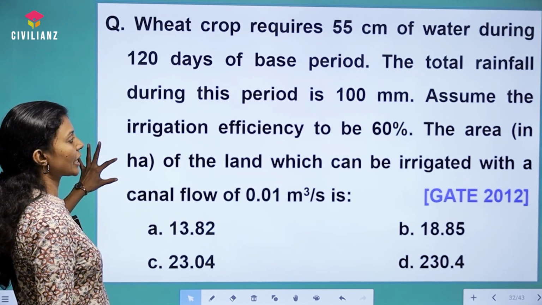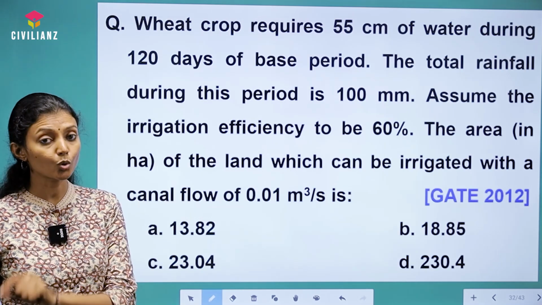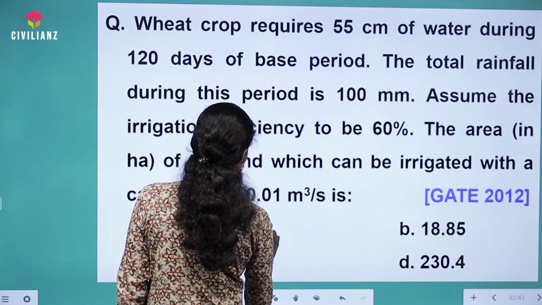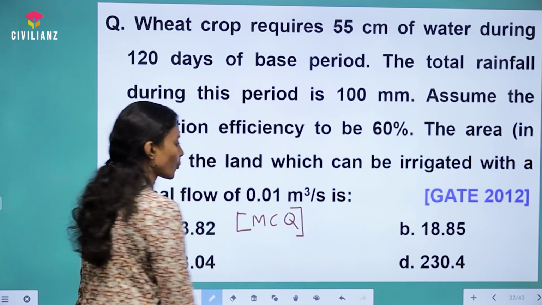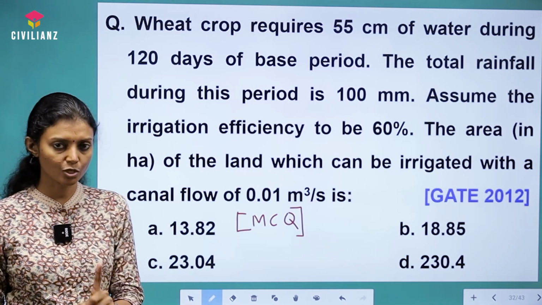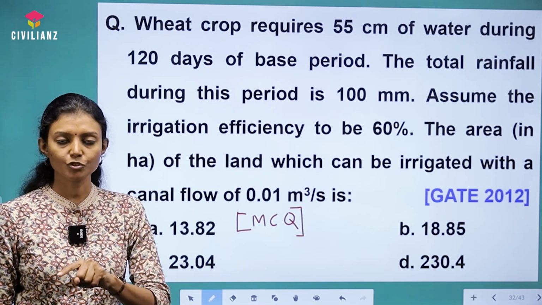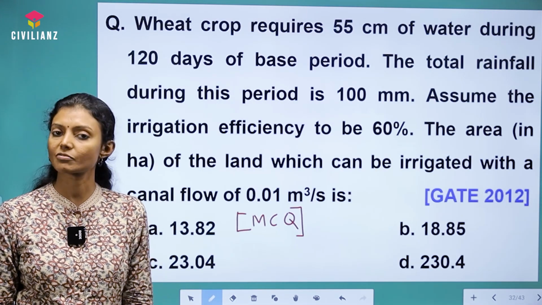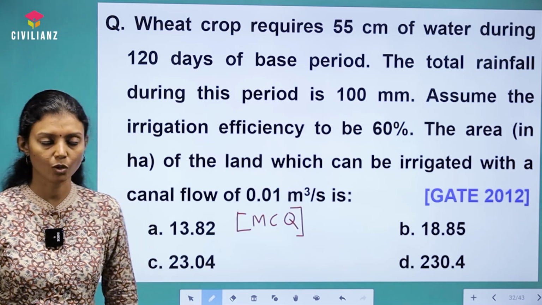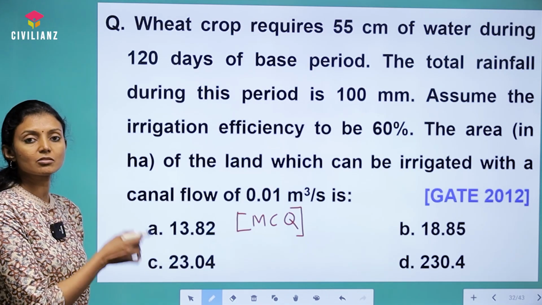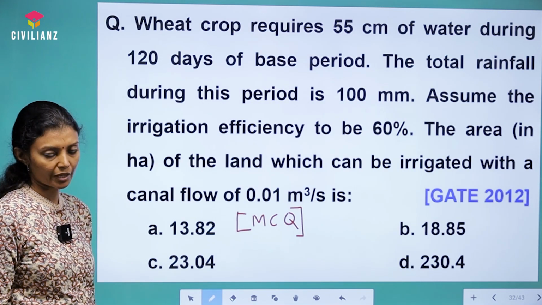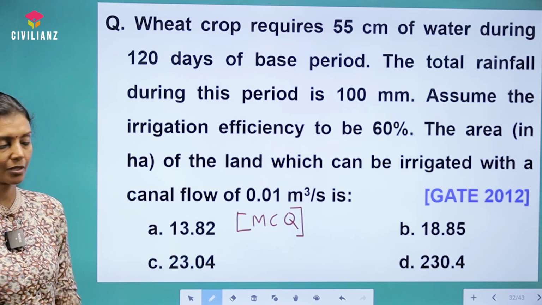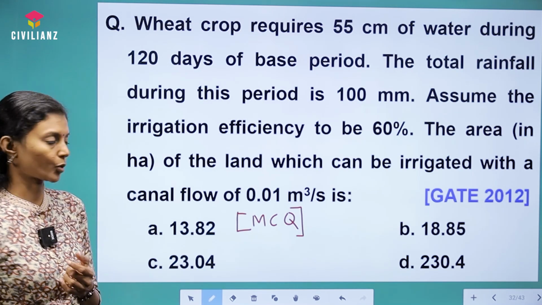This is again from GATE and this is an MCQ question. What is an MCQ question? That is multiple choice question. You will be given 4 options and you have to choose the right one. And if you have chosen the wrong answer, there will be negative marks also. 1/3 marks will be deducted from the total marks. That is, if this question carries 1 mark, 1/3 will be deducted. And if this question carries 2 marks, 2/3 marks will be deducted. Now let us see what the question is about.